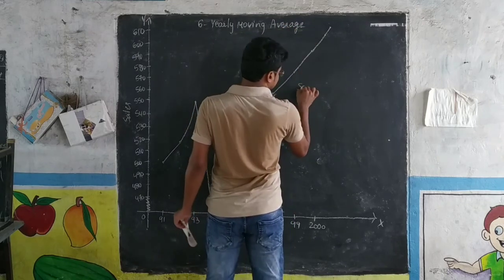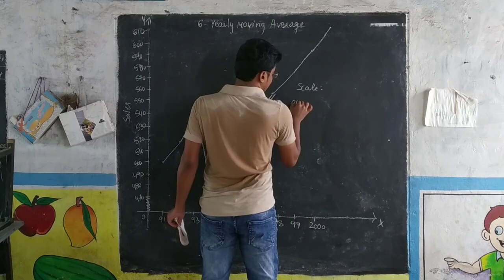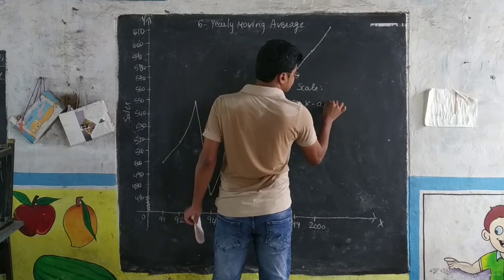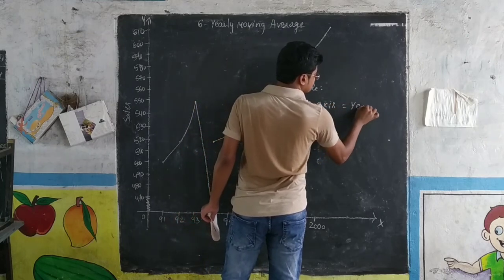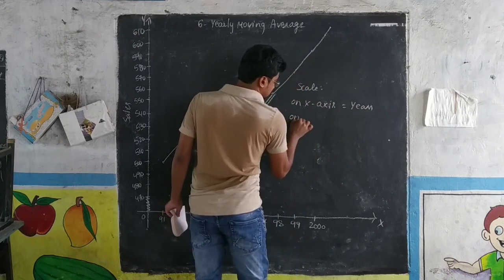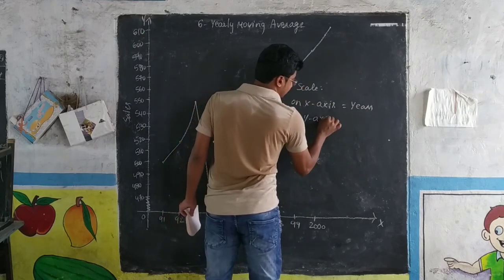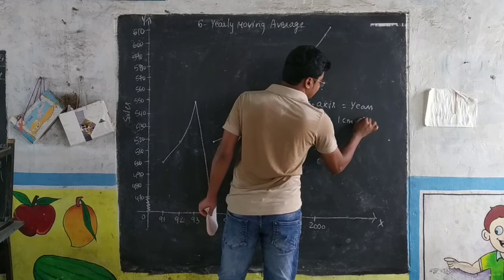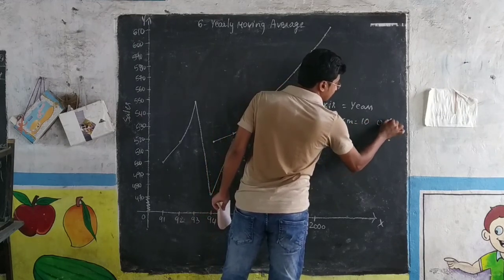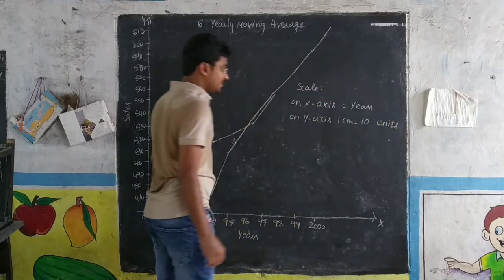Scale. On the x-axis is years. On the y-axis, 1 centimeter equals 10 units.